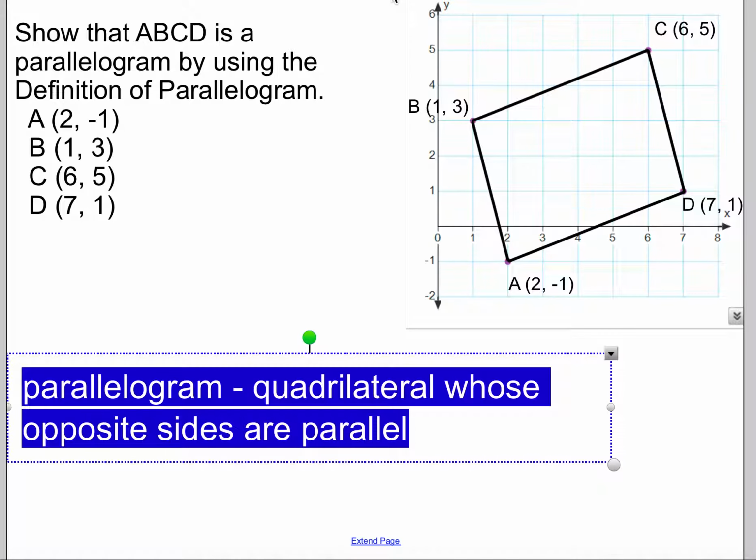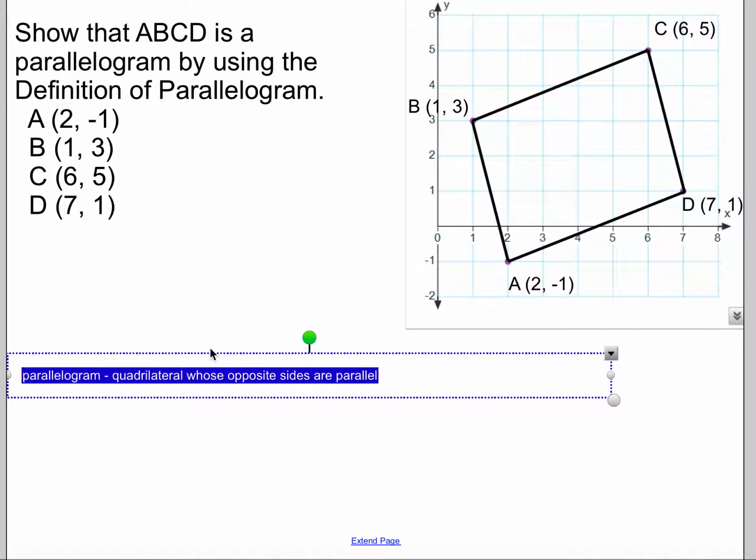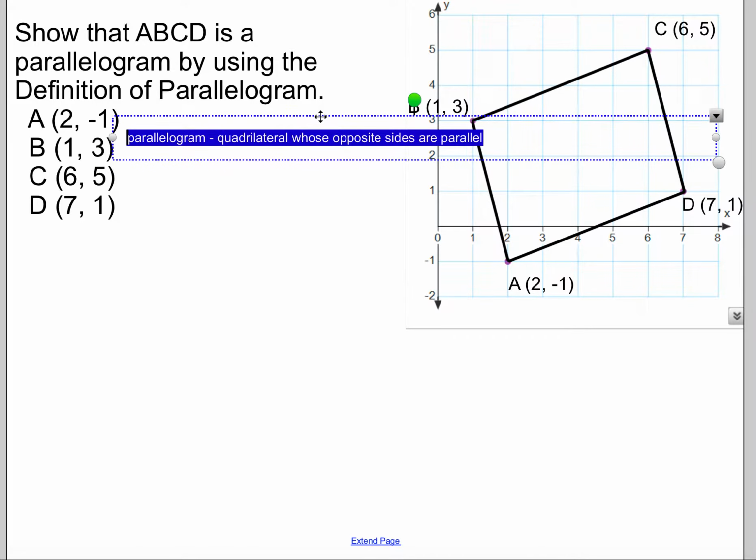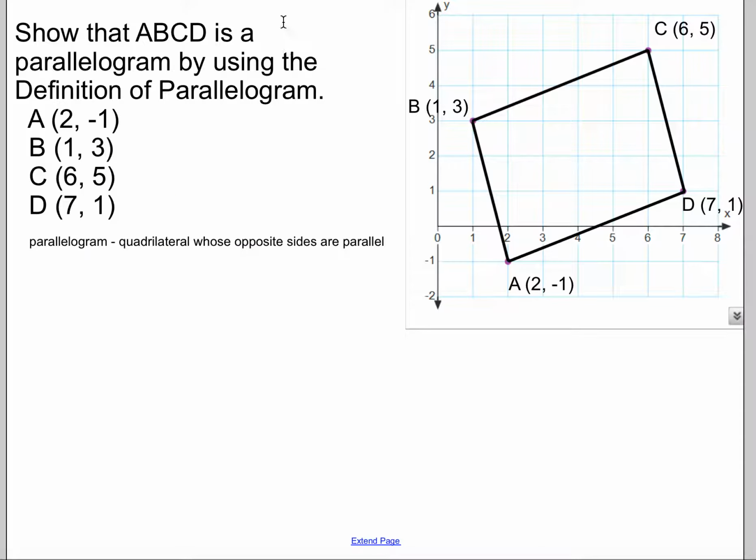Okay, so in order for us to prove that this quadrilateral in this xy plane is actually a parallelogram, we have to somehow prove that this side is in fact parallel to this side, and that this side is parallel to this side. So to fulfill what this question is asking us, we need to somehow use these points to prove that the opposite sides are parallel.